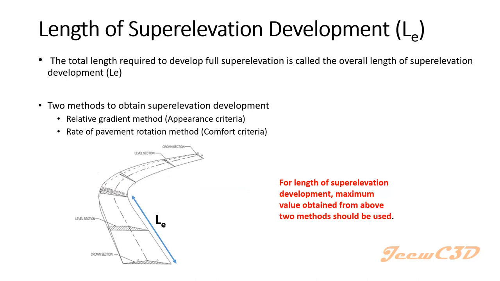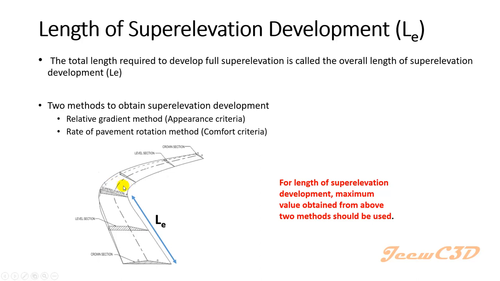You have a normal crown section or a normal straight section. Your road will be like this. If it is normal crown, this is -2.5. Then it is going into a curve. In the curve, you have full super elevation. If you say this value is 2.5, this side will be minus 2.5, this side will be plus 2.5, as in the previous image we saw.